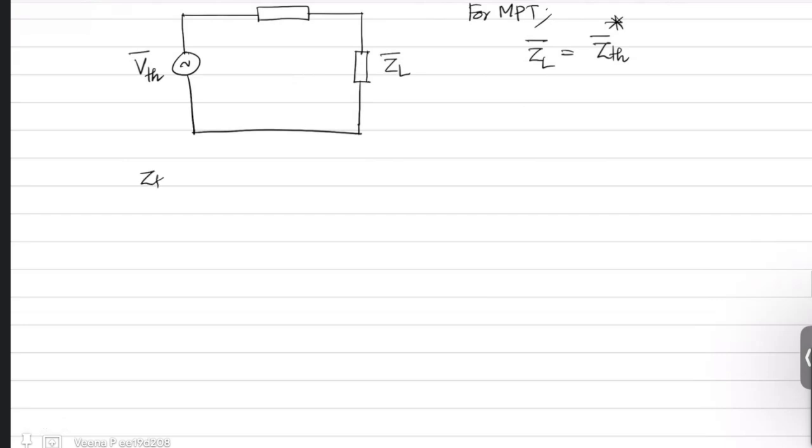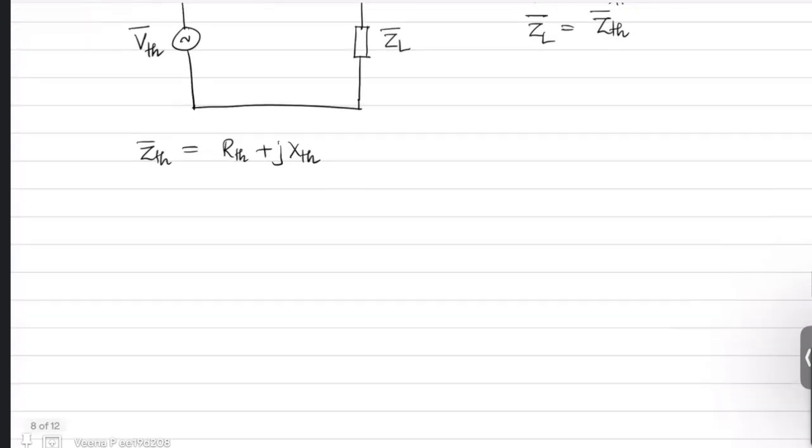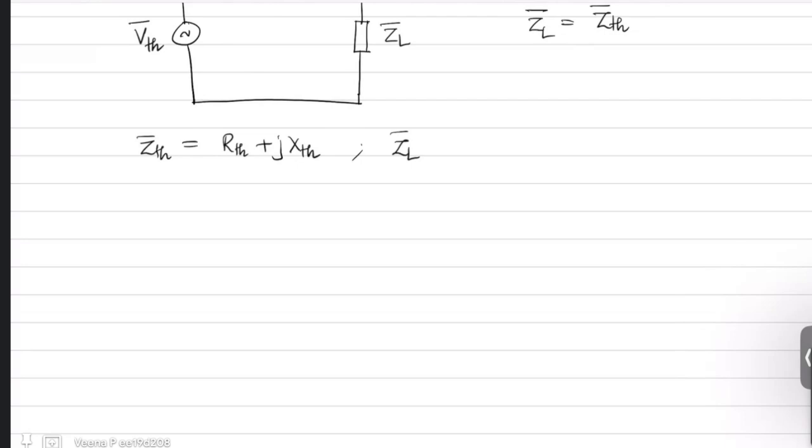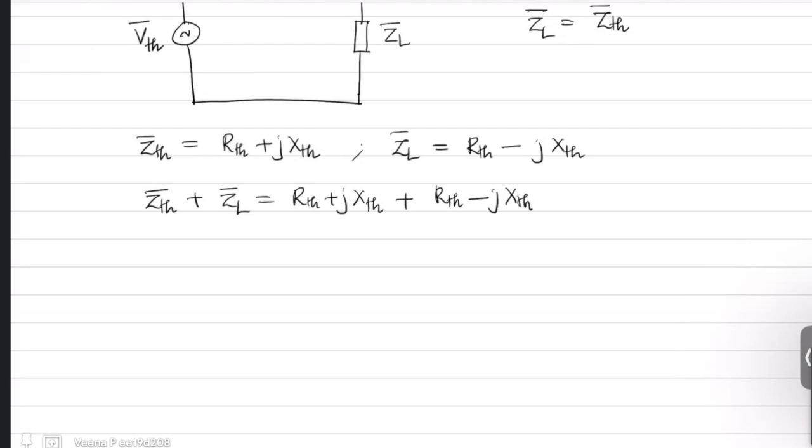Now, if your Thevenin impedance is given by RTH plus J XTH, where RTH is the resistance and XTH is the reactive component, which can be either inductive or capacitive. Then for MPT, your ZL should be ZTH conjugate, which is RTH minus JXTH. That means the sum of ZTH and ZL will be RTH plus JXTH plus RTH minus JXTH, which is nothing but 2 times RTH.